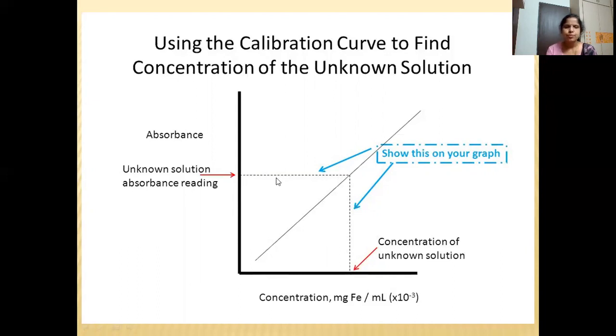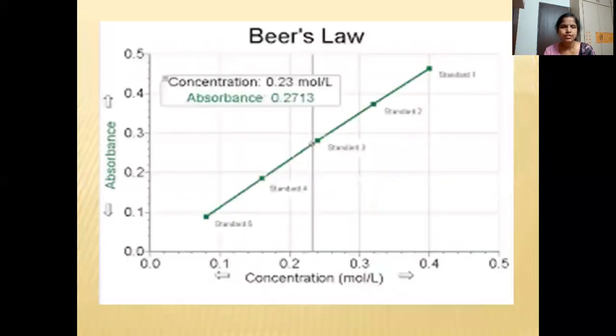When you draw the perpendicular like this, where it touches the x-axis is the concentration. This is the absorbance of the unknown solution. So from that point you draw a line straight and then straight down onto the x-axis. That gives the concentration of the unknown solution. This is how we can calculate the concentration of an unknown solution through a colorimeter.